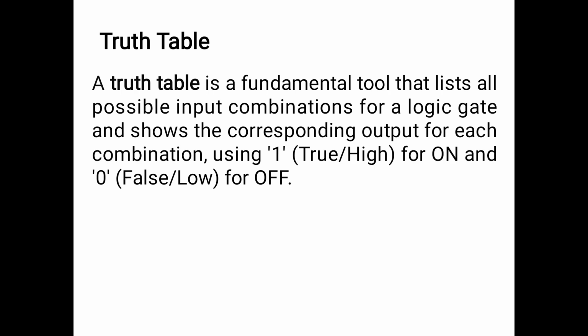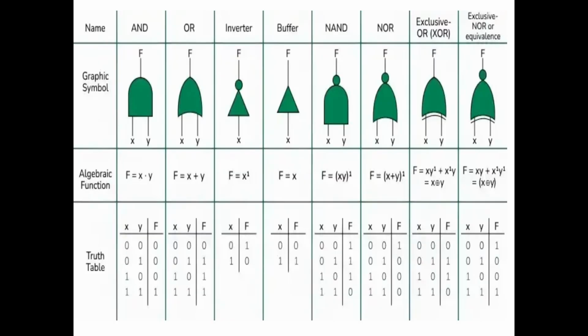Truth table. A truth table is a fundamental tool that lists all possible input combinations for a logic gate and shows the corresponding output for each of the combinations, using 1 as true or high for on state and 0 as false or low for off condition. So these are representing the different basic and derived gates, graphic symbol and their respective algebraic expression and truth table with inputs and outputs.